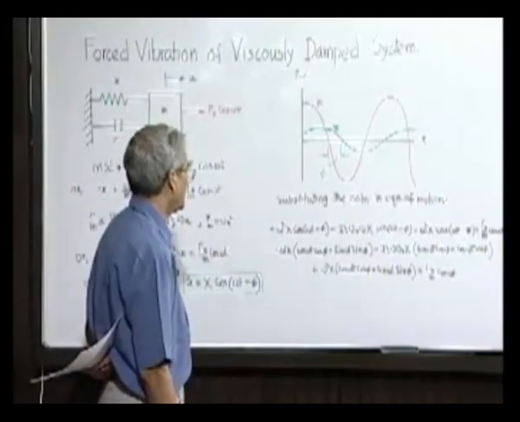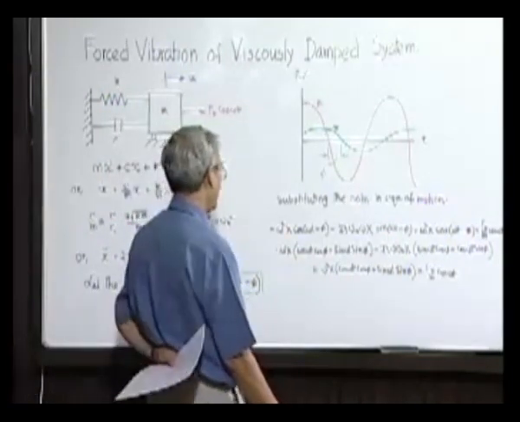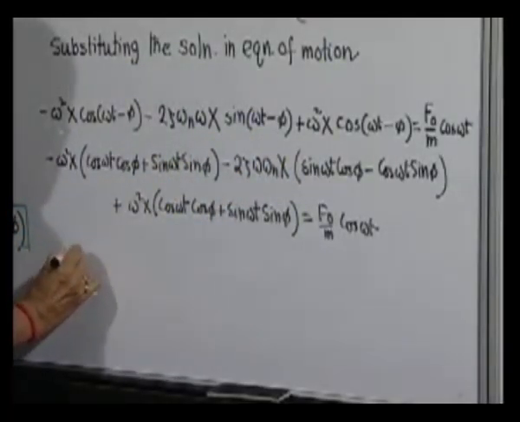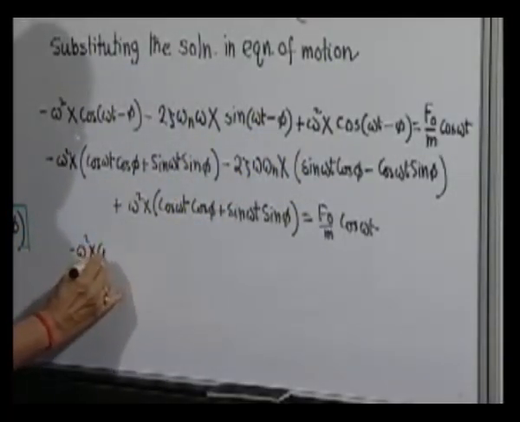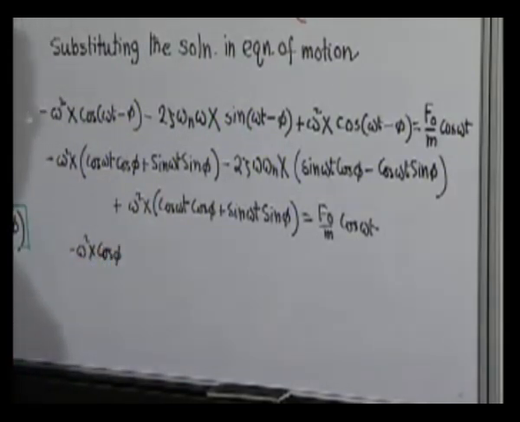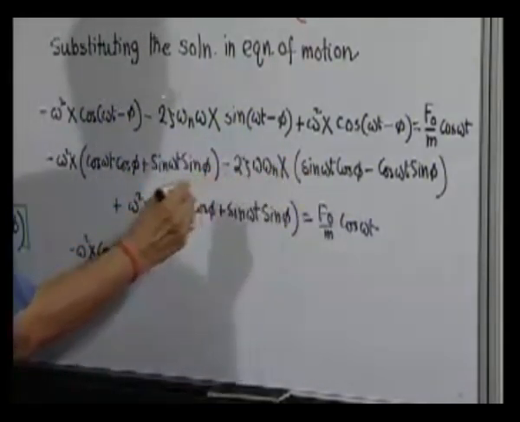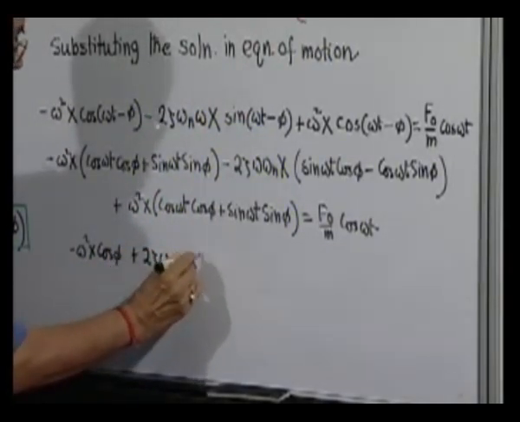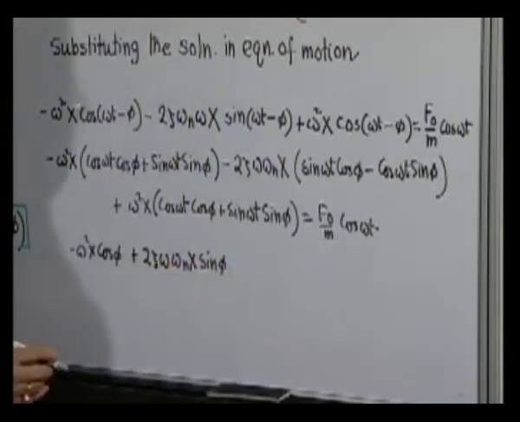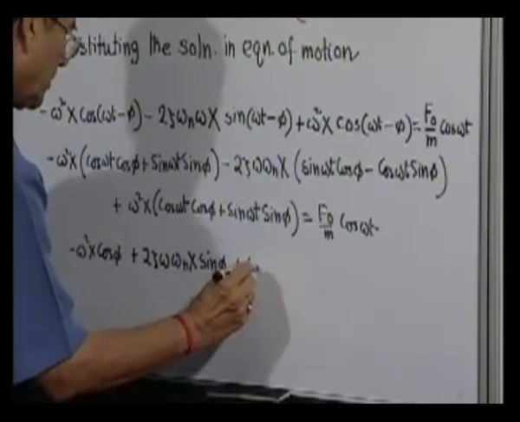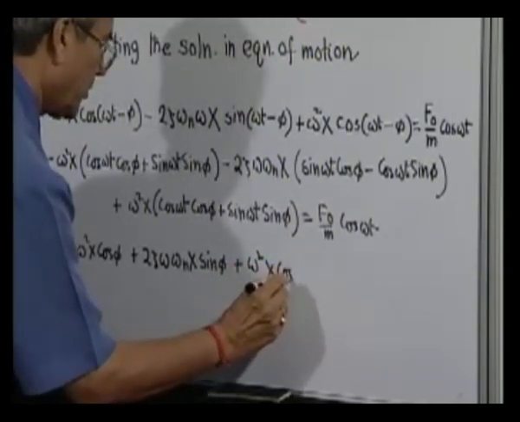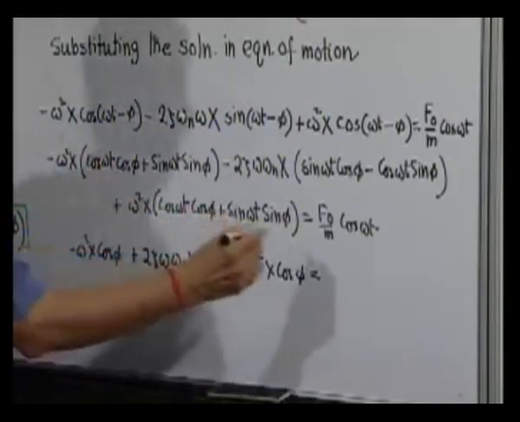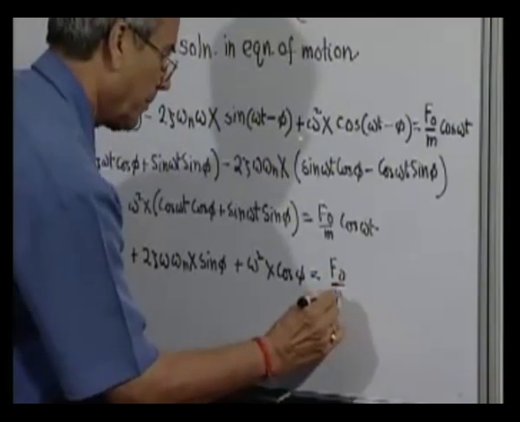Now, if we want to equate the coefficients of cosine omega t on both sides, what will be the coefficient of cosine omega t on this side? It will be minus omega square x cosine phi plus 2 zeta omega omega n x sine phi plus omega square x cosine phi. This is the coefficient of cosine omega t on the left hand side, and that must be equal to the same on the right hand side, which is x0 by m.